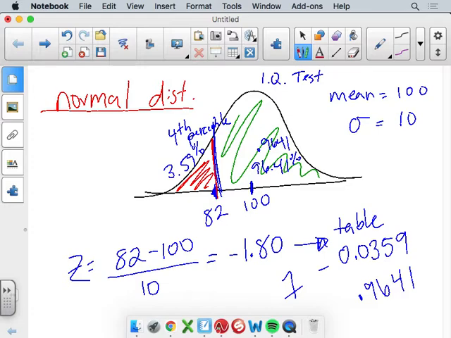So using our table and our z-score, understanding what these values mean, they give us, if our distribution is normal, these probabilities in this perfectly symmetric data.